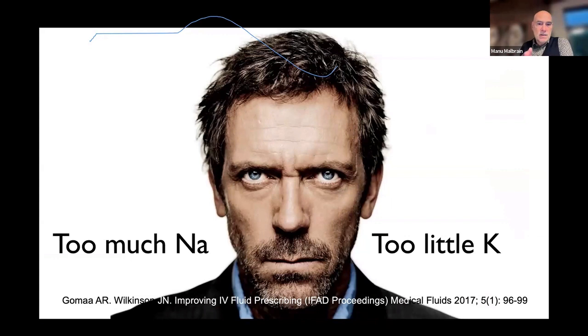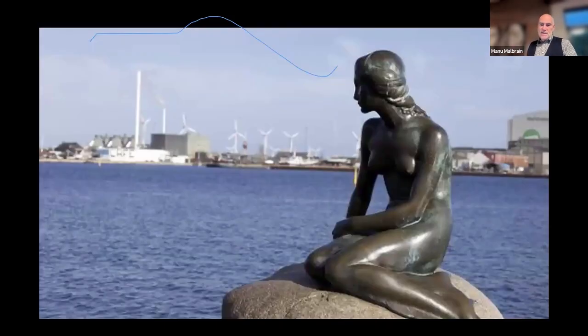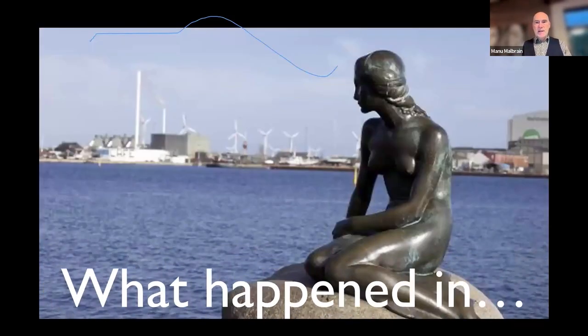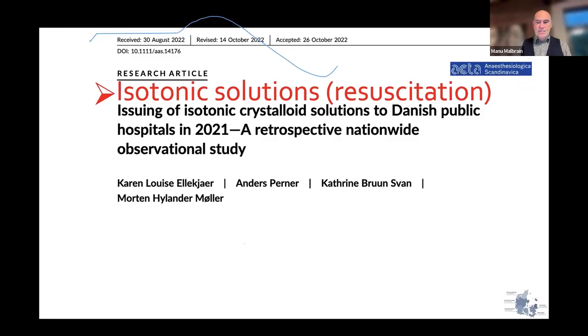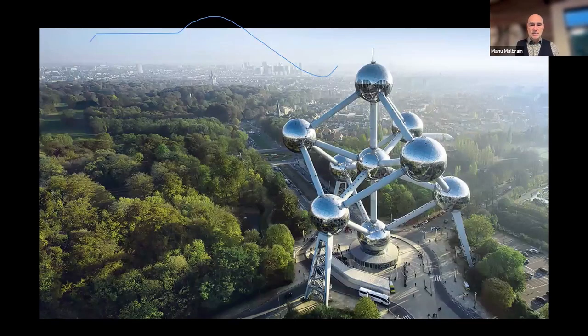This is a study of a medical audit done by Johnny Wilkinson, who found that patients are receiving 9 times too much sodium and too little potassium. You probably know where this is. This is a statue of the Little Mermaid in Copenhagen. There lives Anders Perner, and he published this study on issuing of fluids by the pharmacy in Denmark, and about 70% is saline. And this was even higher in internal medicine departments.